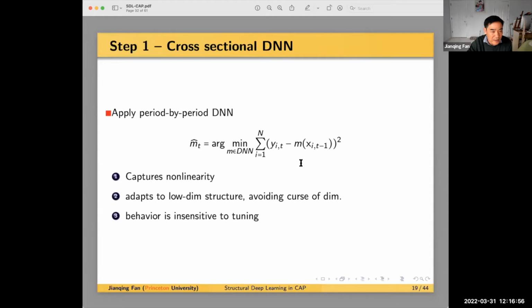And then, as I said moments ago, one advantage of deep neural networks is that they allow us to adapt to a local structure and avoid the curse of dimensionality. In other words, even though there are 60 covariates, if they are intrinsically only two or three dimensional, we are really doing a two or three dimensional nonparametric regression without the curse of dimensionality.